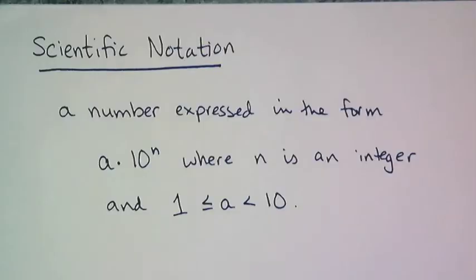In case you don't remember scientific notation from your science class, here's the definition. It is a number expressed in the form a times 10 to the nth power, where n is an integer and a is between 1 and 10, where it can be 1, but it can't be 10.